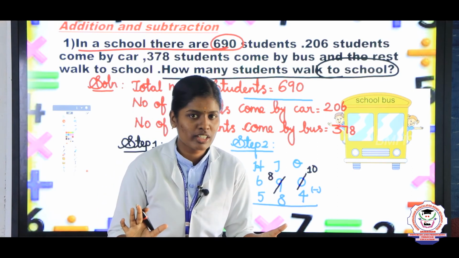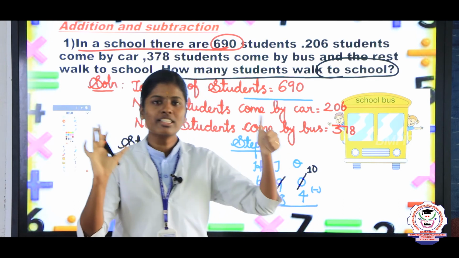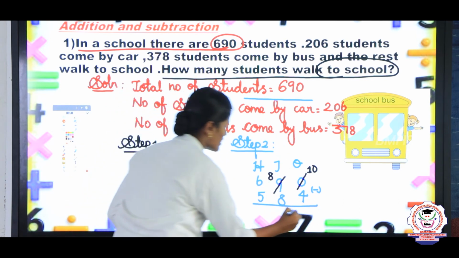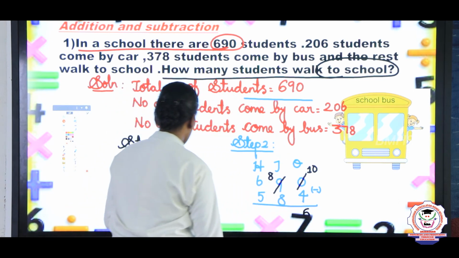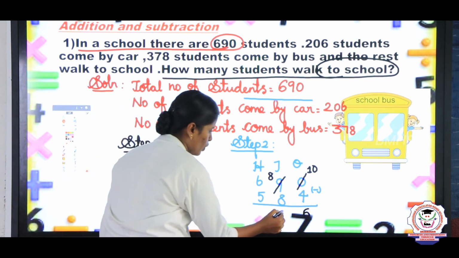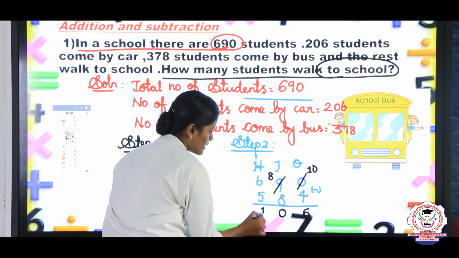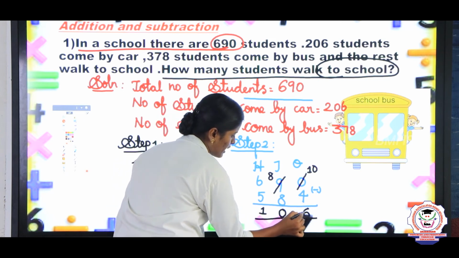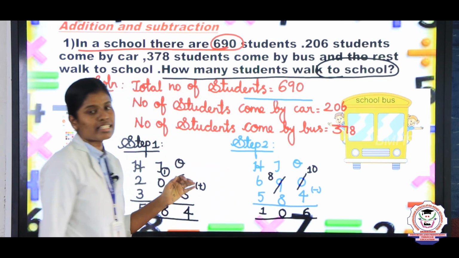Remaining, how many fingers are there? Very good. 6 fingers are there. So the answer is 6. Next, we'll take 8 minus 8. The answer will be 0. And 6 minus 5. The answer will be 1. So our final answer is 106.